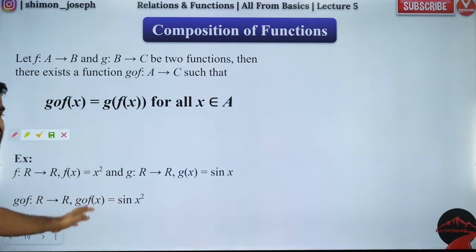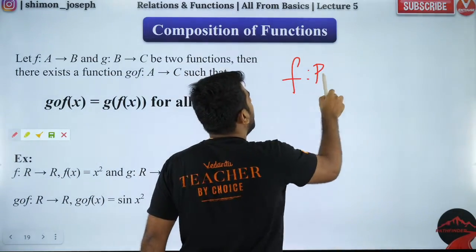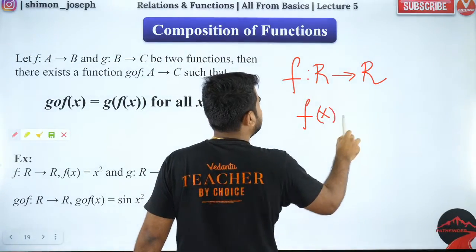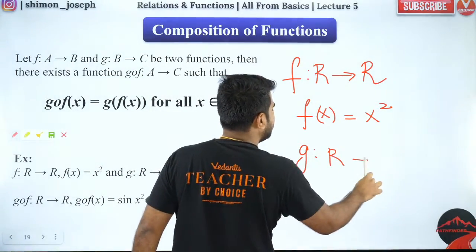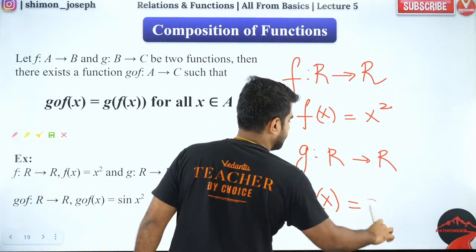Now let's take a mathematical example. It makes it all the more interesting and easier to understand. So what do I have here? A function f which is from all real numbers to all real numbers, and it is defined as x square. And there's a function g which is also from all real numbers to all real numbers, and g of x is equal to sin x.